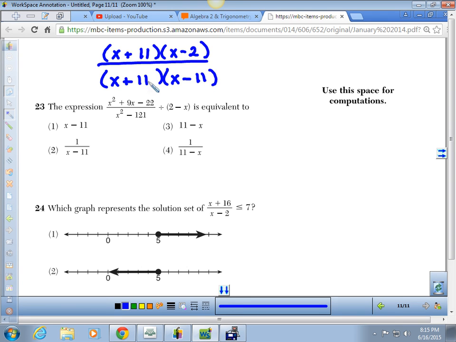Folks, we don't divide. We do what? We multiply by the reciprocal. So what is the reciprocal of 2 minus x? 1 over 2 minus x.